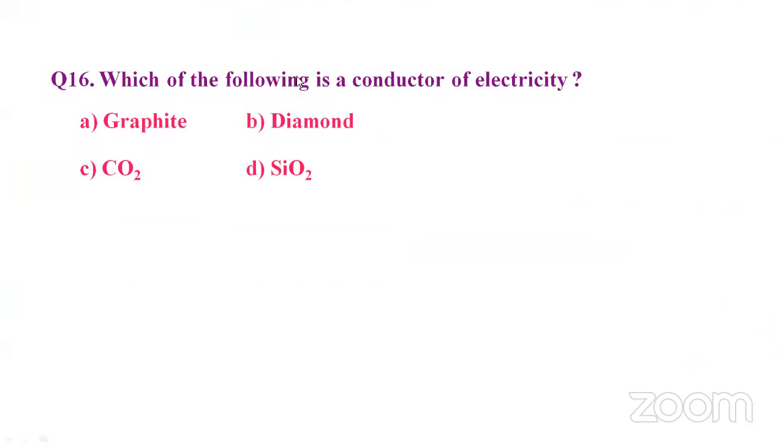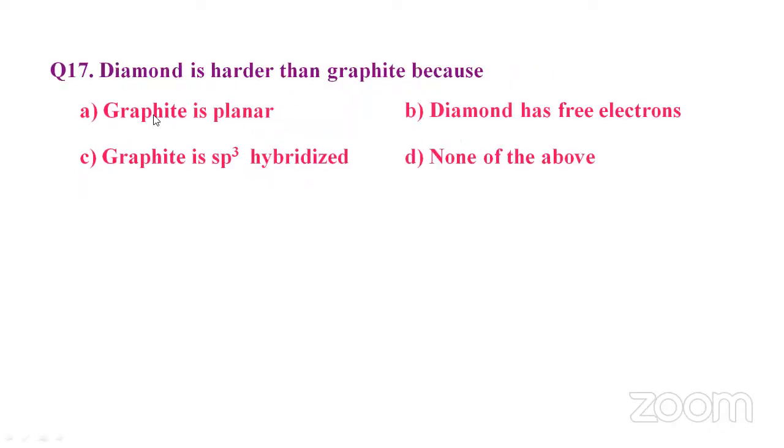Which of the following is a conductor of electricity? Yes, it is graphite. Why is it graphite? Because it has delocalized electrons, right? Because of that reason, it is a good conductor of electricity. So we'll go for the next.